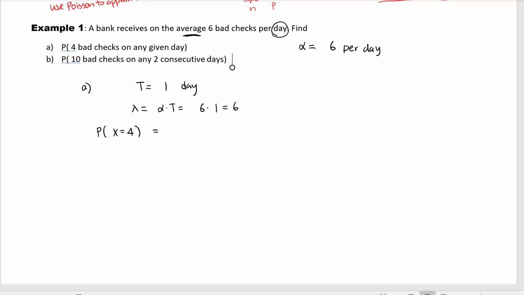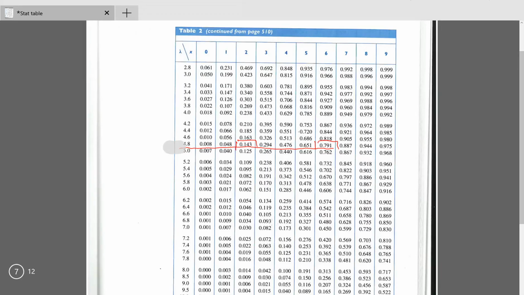Well, you can use PMF or CDF to calculate, but it's easier to use CDF because you just find 2 numbers from the table and then you subtract. So it's much easier in this case. So what is 4? 4 is less than or equal to 4, subtract less than or equal to 3. So F(4) with lambda 6 minus F(3). Lambda is 6. What is that? Well, let's look at our table. So let's see.